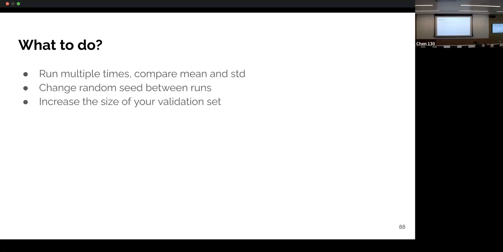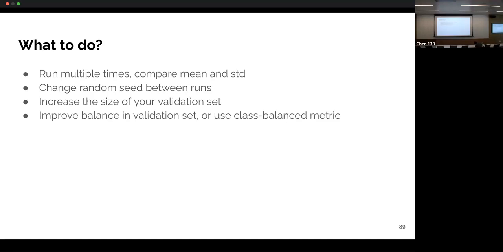So basically this is a really short list of what you can do to strive for more stable evaluation. Run multiple times, compare mean and standard deviation, change your random seed, increase the size of your validation set can help. A smaller validation set, especially for classification, can make the metrics go wild because one error on one sample means a lot. You can improve the balance of your validation set or use a class balance metric, and you can train for longer. And that's it.